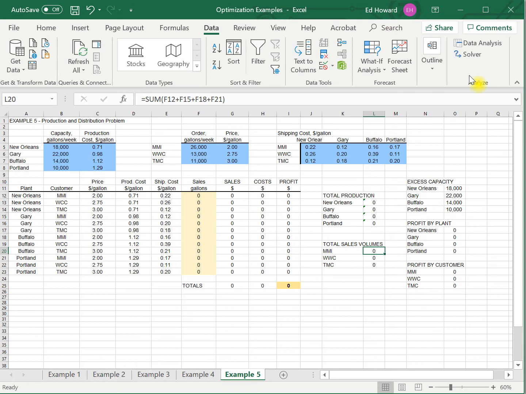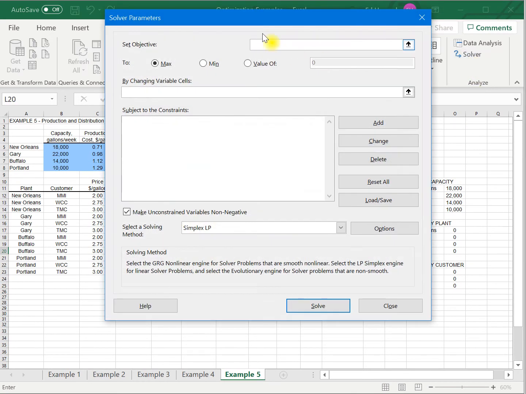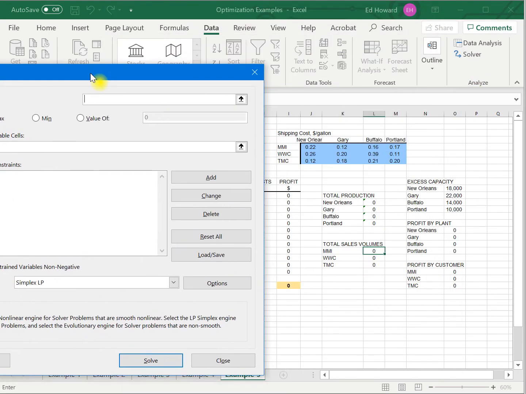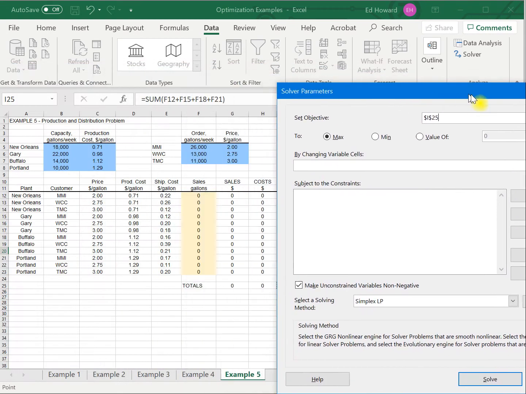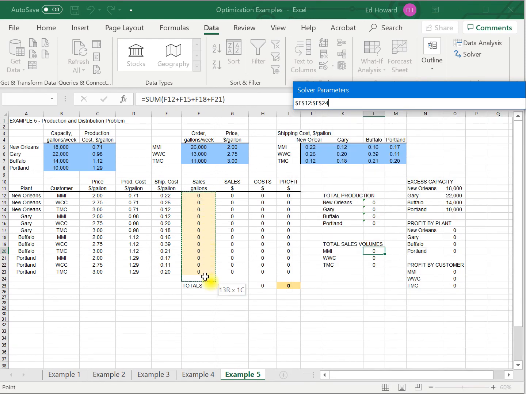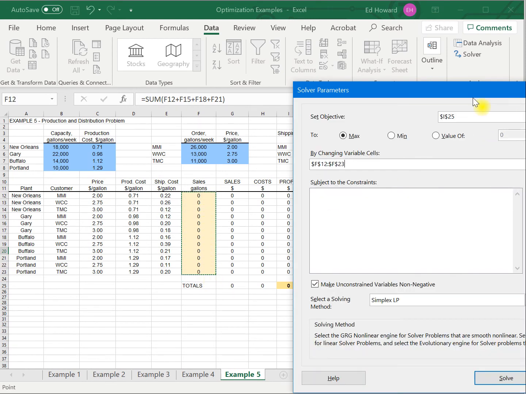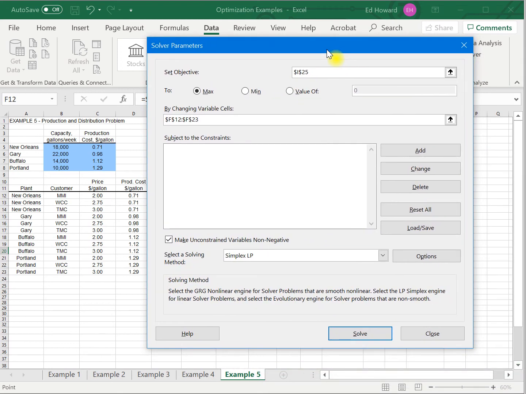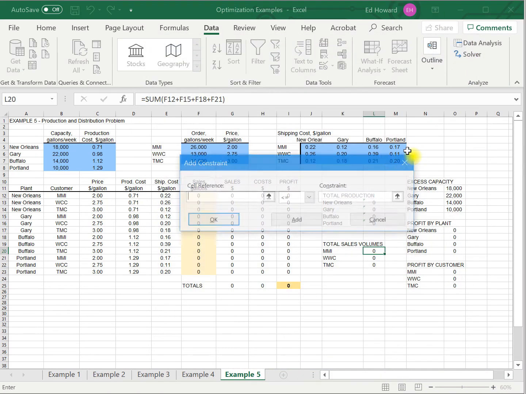Okay, let's pull up Solver. And again, what are we trying to do? We're trying to maximize profit. So we click on profit as our objective cell. We want to maximize it, and we want to do it by changing these 12 independent variables. Okay, but now I've got to add some constraints.